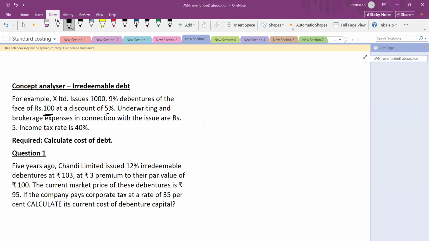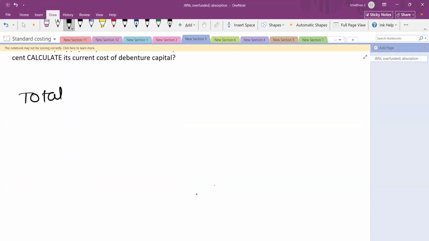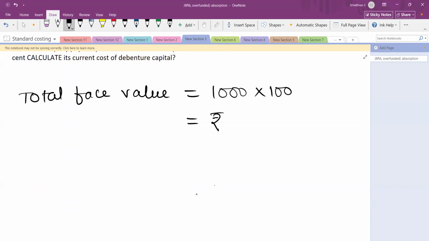So now let's write the given information in the question. So how many debentures are issued? 1000 debentures are issued and face value of one debenture is rupees 100. So let's write the total face value of the debenture. Total face value of the debenture is equal to value of one debenture is 100. Then value of 1000 debentures will be 1000 into 100. We get total face value is equal to rupees 1 lakh.